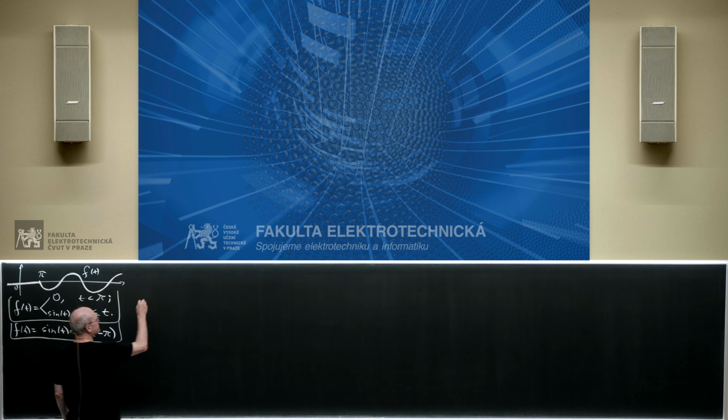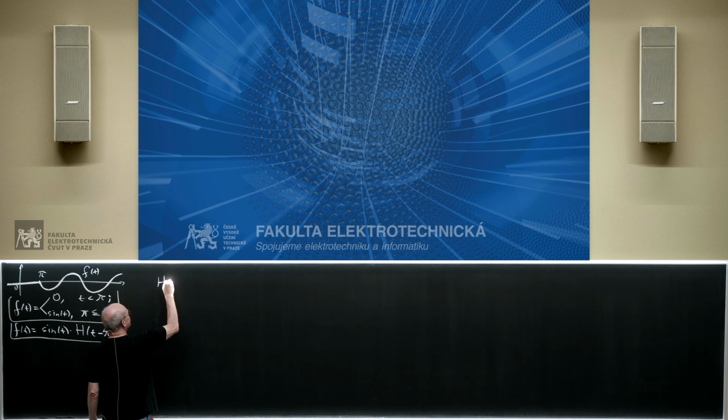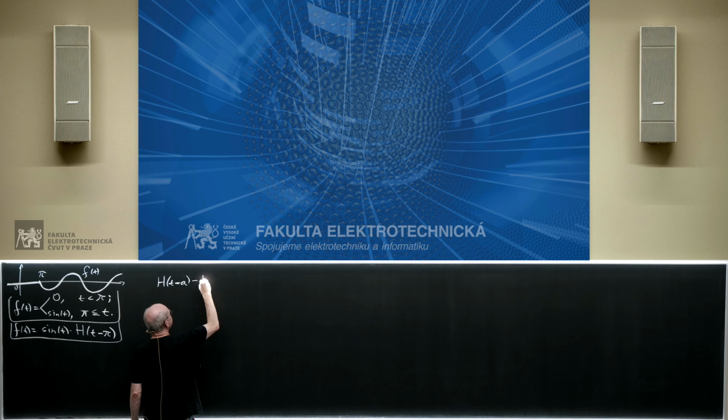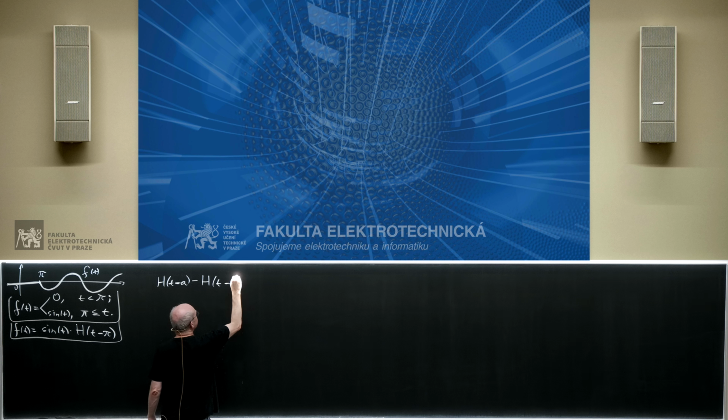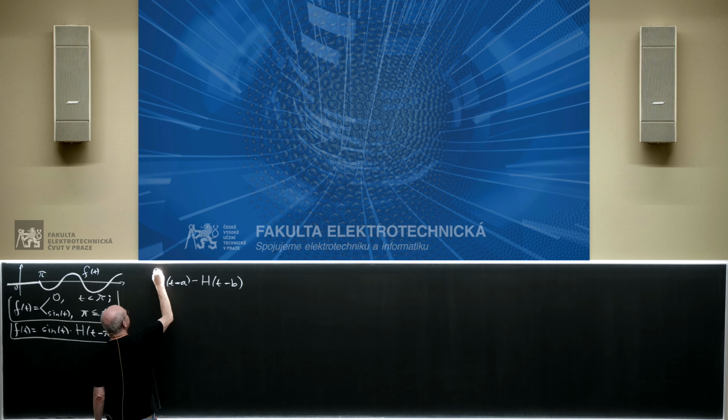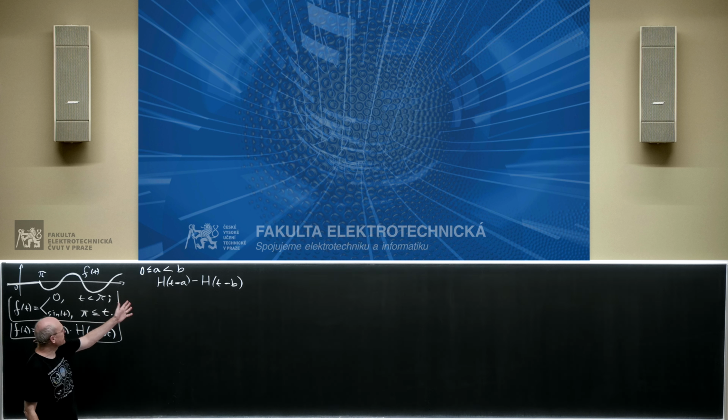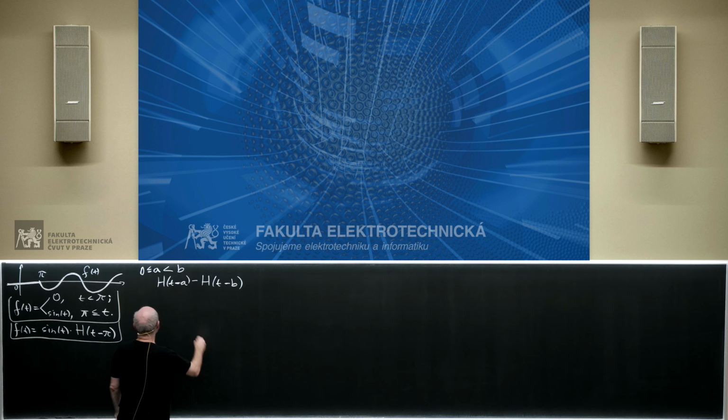Let's have a look at this function: h(t minus a) minus h(t minus b). Now it should be said that a is greater than or equal to 0 and b is even farther to the right. So that's the setting. What can I say about this function? Well, let's have a look at it.